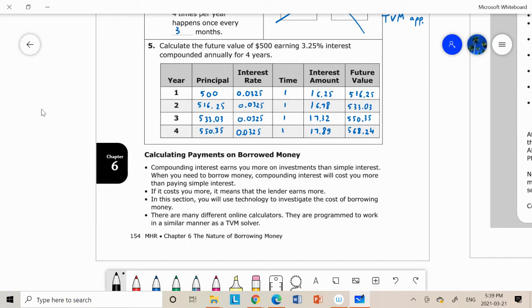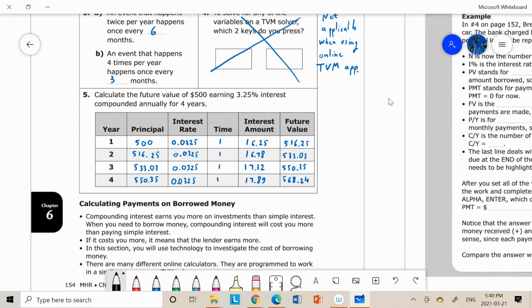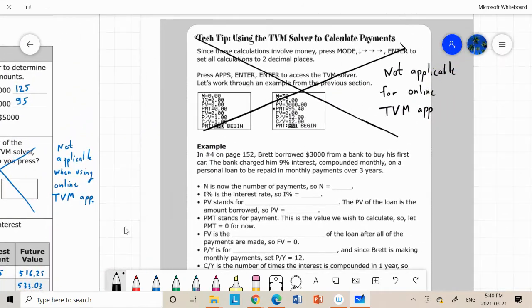There are many different online calculators. They are programmed to work in a similar manner as a TVM solver, and TVM solver is what we will be using. Okay, so the first part here is not applicable for the online TVM app, which is what we are going to use. And let's start with the first example.